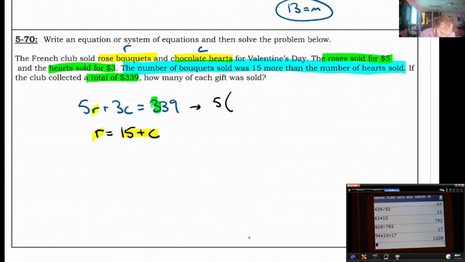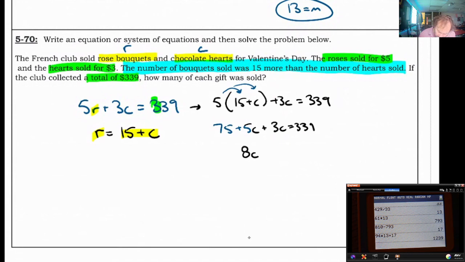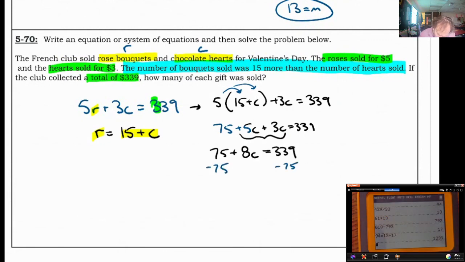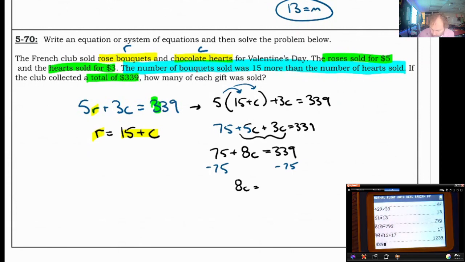We have 5 times (15 plus C) plus 3C equals 339, like that. We're going to distribute this 5 here. We'll get 75 plus 5C plus 3C equals 339. We're going to get 8C when we combine our 5 and 3 together. We'll subtract the 75 from both sides. We'll get 8C equals 339 minus 75, which is 264. And if we divide by 8 now, we'll get our final answer.